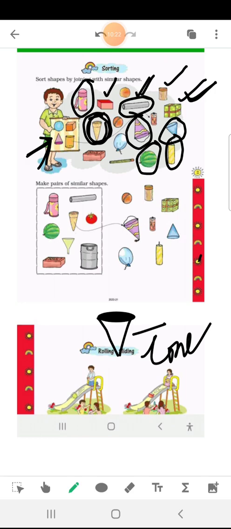So C-O-N-E, cone. Now in this one, make pairs of similar shapes. So you have to make the pairs of similar shapes. This funnel is also, you see, a cone. This is a cone, so this one will go with this one.